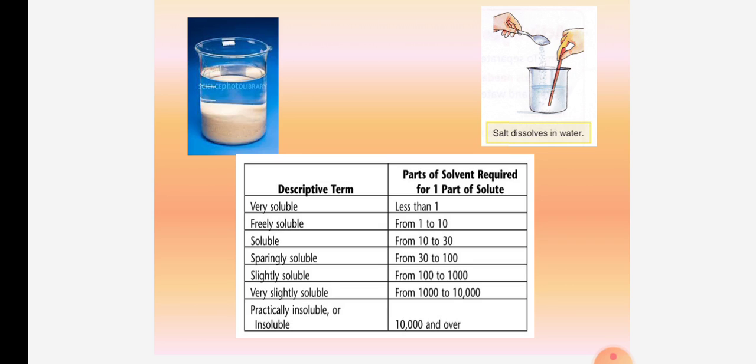What is this sparingly soluble? That is what I have taken in the next picture. You can see the descriptive term and the parts of the solvent required per 1 part of the solute. Okay. Now let us go to the fourth point there, sparingly soluble. It means 30 to 100 parts of a solvent are required for 1 part of a solute. Example, let us take 1 gram of solute. It may require 30 to 100 gram of solvent to dissolve. If that is the condition, then we call it sparingly soluble.